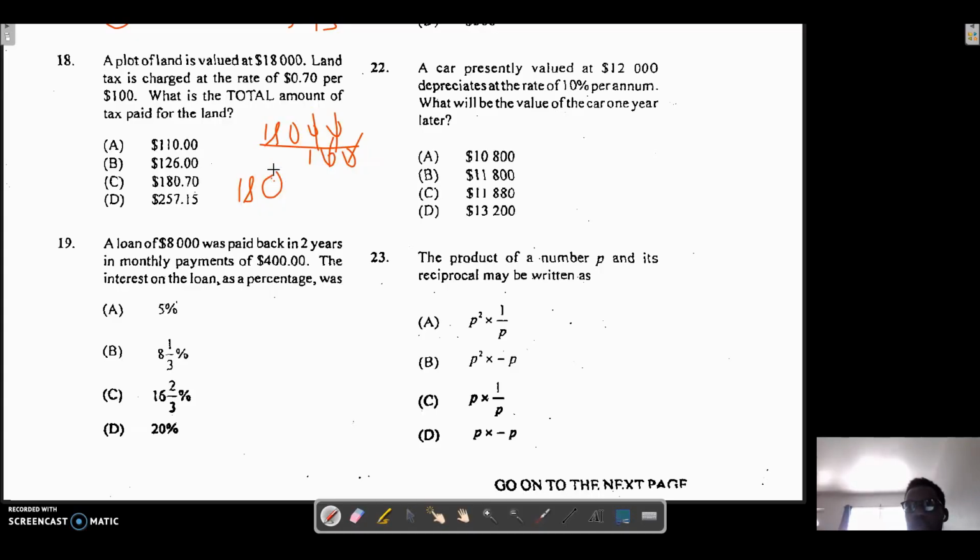$180. Now we need to multiply, so it would be 180 times 0.70. We call it 70 cents really, so it would be times 0.70. 0.7 can also be looked at as 7 out of 10, if that's one angle you want to take it from.